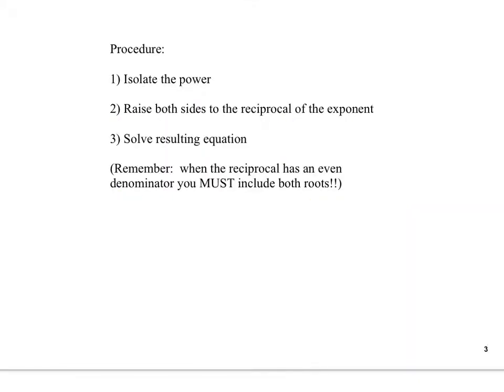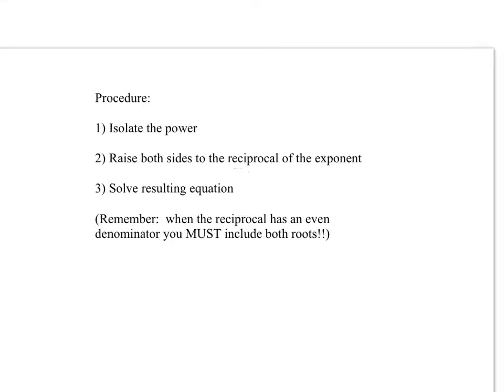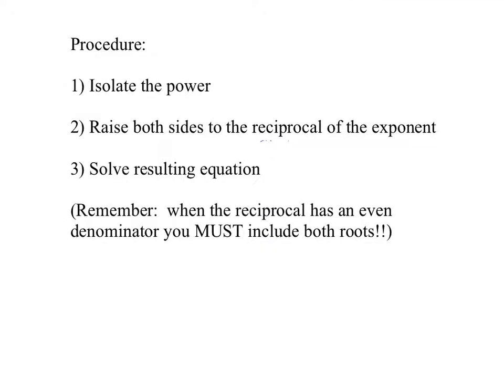Okay, so the basic idea, here are the steps. You guys have them. Isolate the power. That just means get, as we do with everything, get the thing with the exponent by itself. Raise both sides to the reciprocal exponent, as you should all know or remember what we just did. Reciprocal means flip. So we flip that exponent and raise it to both sides. Solve whatever comes up. And remember, when the reciprocal, after you flipped it, has even denominator, you must include both roots. Both roots being the plus root and the minus root.